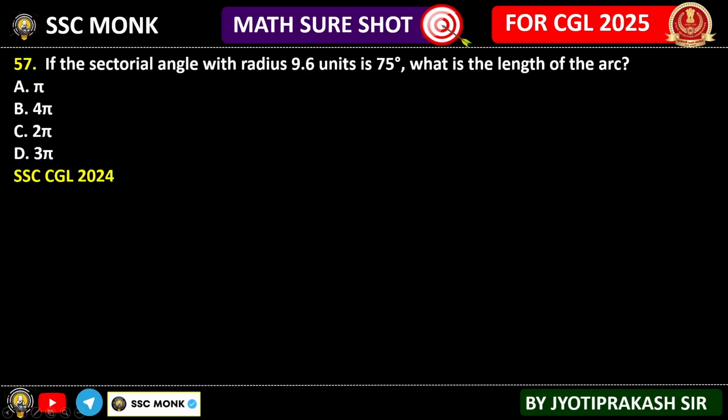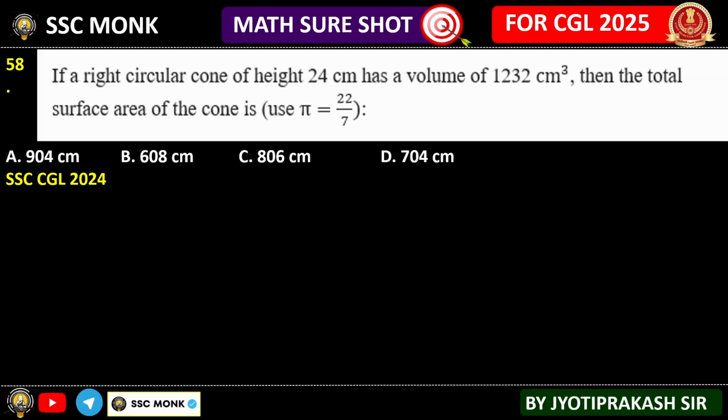Clear? Next. If the sectoral angle with radius 9.6 units is equal to 75, silly question, homework. If a right circular cone of height 24 centimeters has a volume of 1232 centimeter cube, what is the total surface area? Now see, it is saying 1 by 3 pi r square h is equal to 1232.